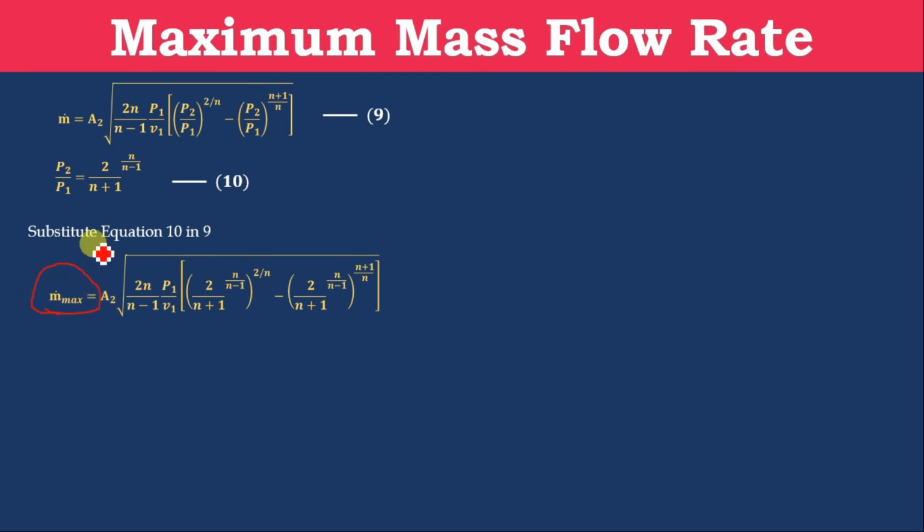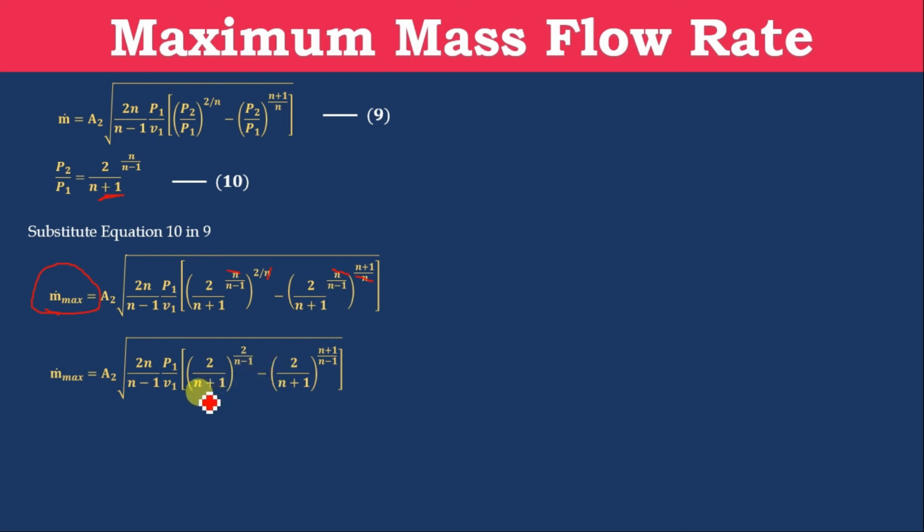Remember, A2 root of 2n divided by n minus 1, P1 divided by V1. Instead of P2 divided by P1, substitute this equation, that is 2 divided by n plus 1 whole power n by n minus 1, divided by 2 divided by n. This n will get cancelled. Similarly, substitute here, this n will get cancelled. The rest of the other things are constant. This equation can be written as maximum mass flow rate is equal to A2 root of, this is the same, 2 divided by n plus 1 whole power 2 divided by n minus 1 minus 2 divided by n plus 1 whole power n plus 1 divided by n minus 1.